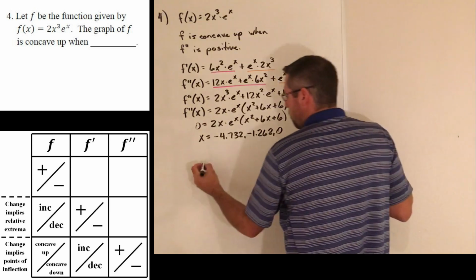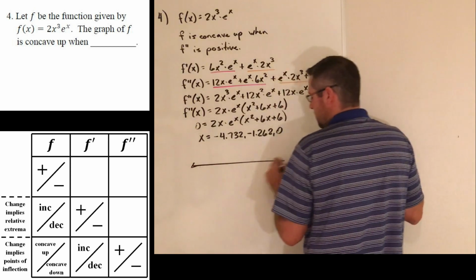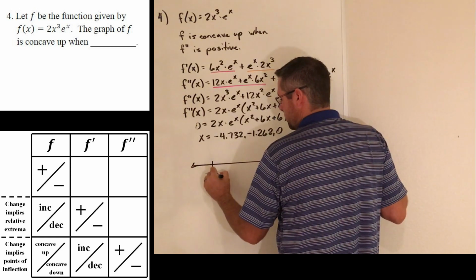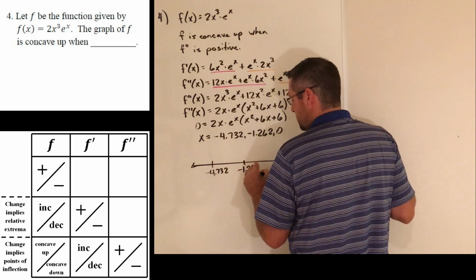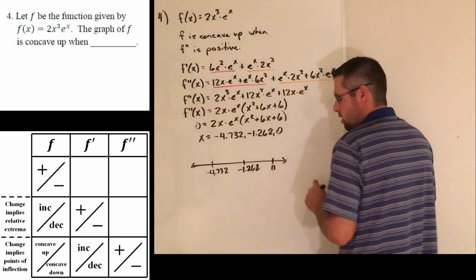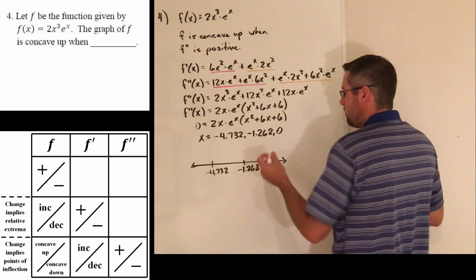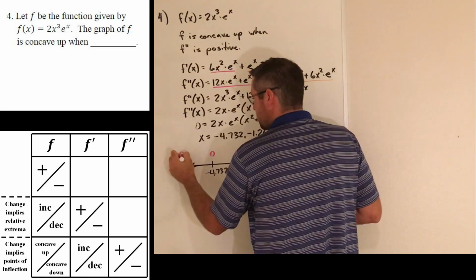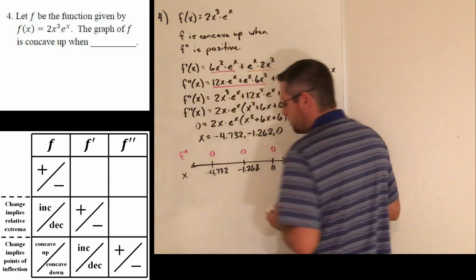From here, we're going to look and see what the sign of f double prime is within each of those intervals. So at negative 4.732, at negative 1.268, and at 0, we have zeros. We have zeros for f double prime. So I'm going to put that up here. This is the f double prime information, and down here we have the x information.